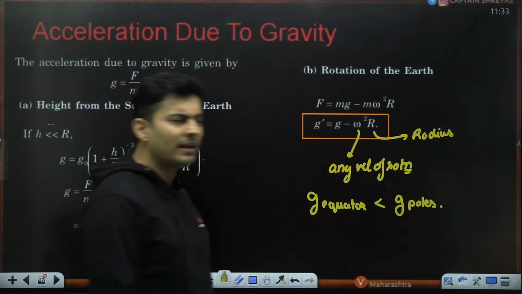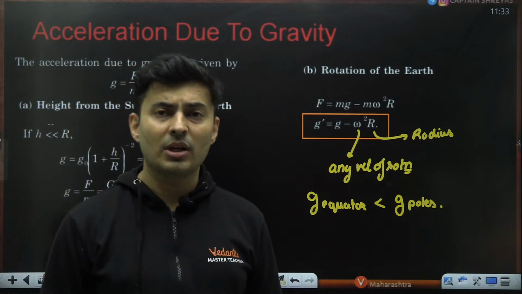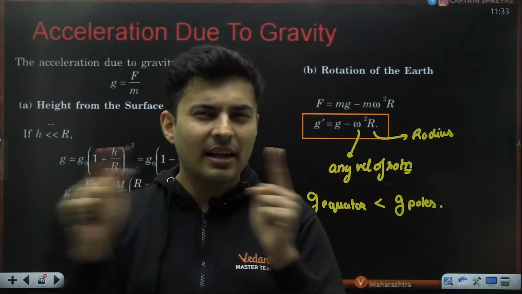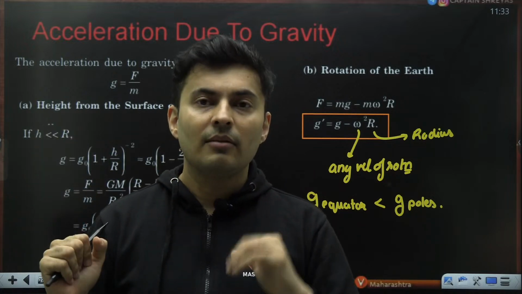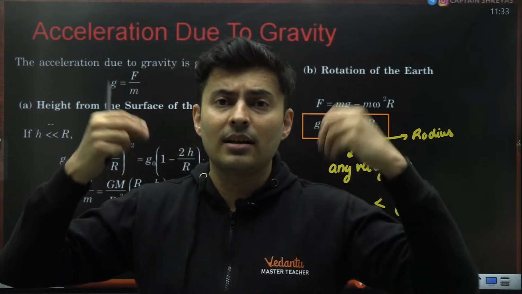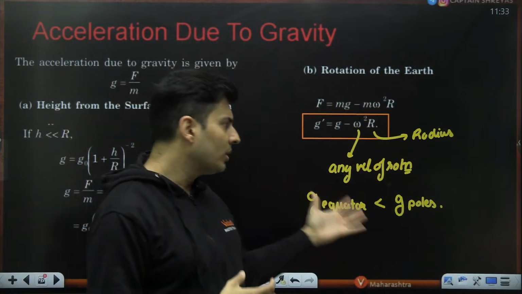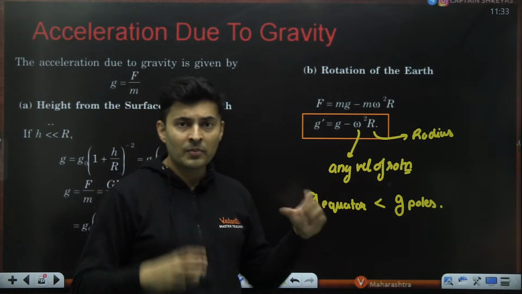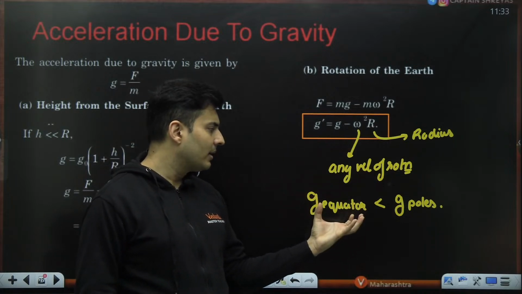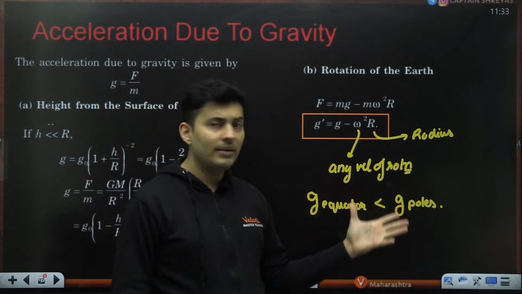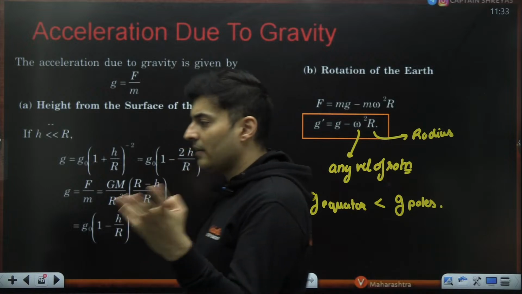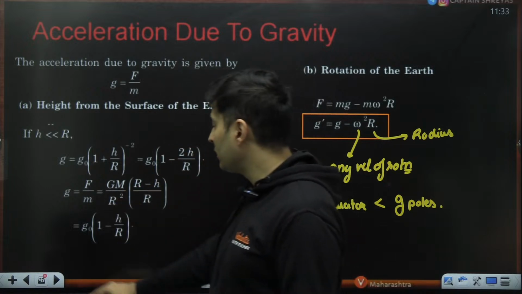This is not the only reason. There is also one more reason, because the Earth is bulged out. So the equator is far away, so the gravitational effect becomes less, whereas the pole is slightly closer to the center, so the gravitational effects are slightly higher. So both the reasons, rotation and the ovalish shape of the Earth, make the gravity at the equator less and the gravity at the poles slightly higher. 9.8 is an average value of all the places on the Earth.